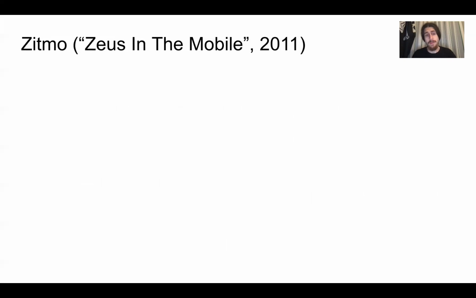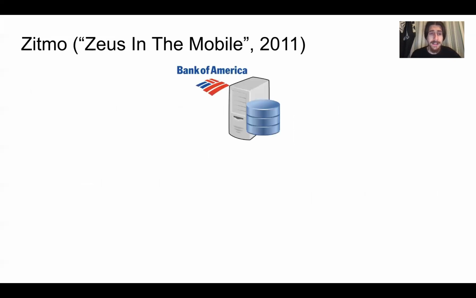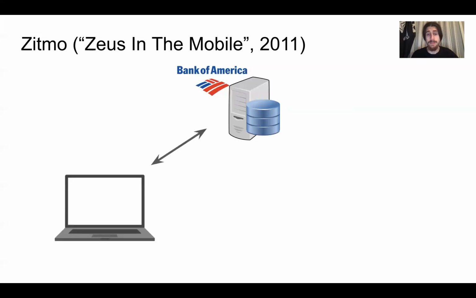Moving on, another interesting malware still from the same era of 2011 was Zitmo. So Zitmo stands for Zeus in the mobile, and Zeus was a very common malware for Windows, and it was a banking Trojan, so attacking banking websites, trying to steal banking credentials and so forth. And the idea was that at the beginning, you have Bank of America, and then you have your computer, and then there is a virus on your computer, and this could be Zeus, and then it would try to steal your username and password.